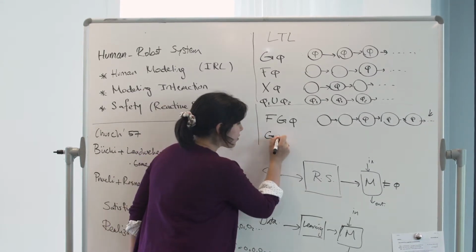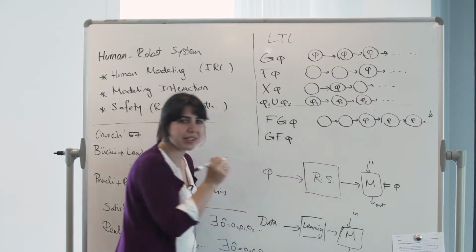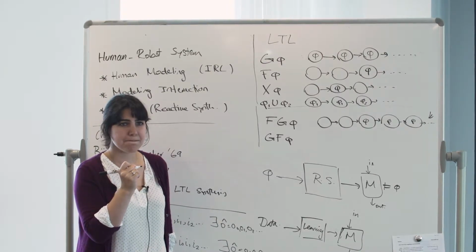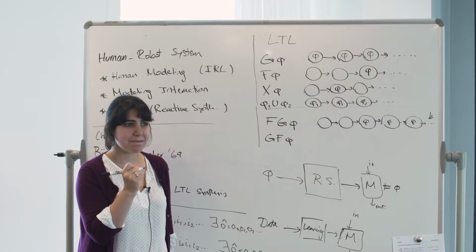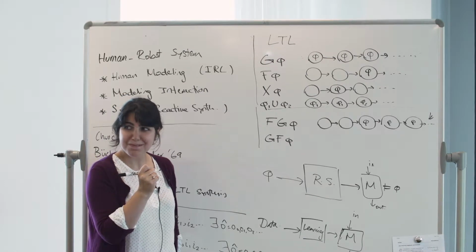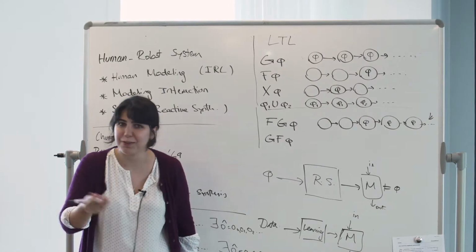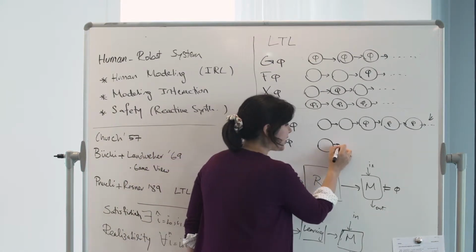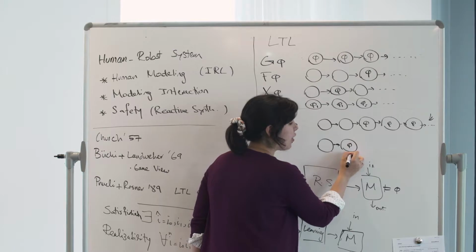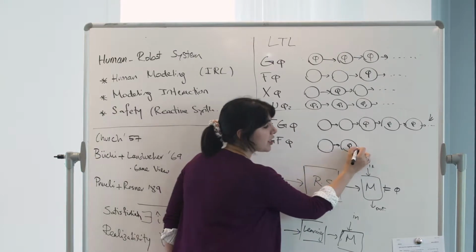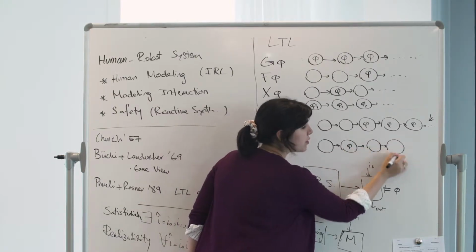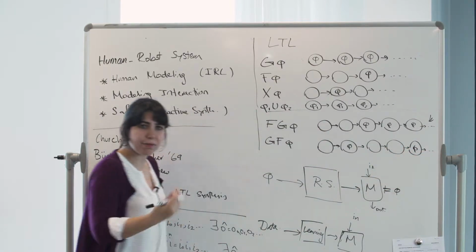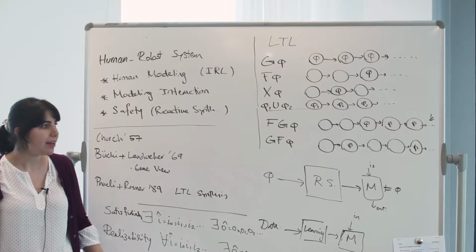There's another notion called globally future phi. What does that mean intuitively? Yeah, so infinitely often I'm going to see phi. It's always true that, wherever I am, at some point in the future I'll see phi. And now I'm here, and then it's always true that at some point in the future, I don't know when, maybe I'll see phi again, and so on. So what that means is infinitely often I'm going to see phi.